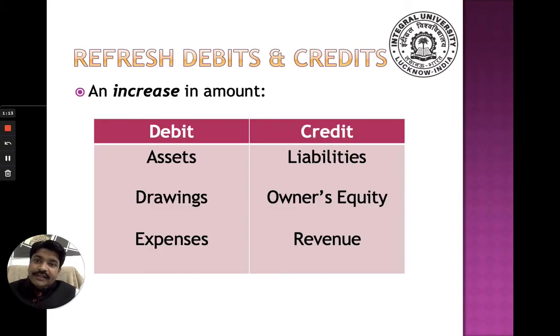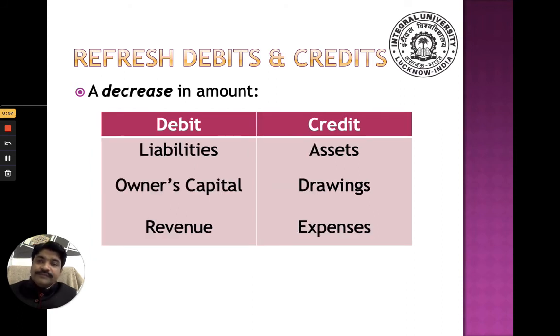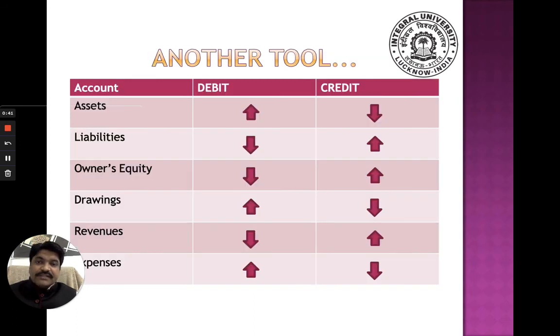Refreshing debit and credit, increase in the amount. If we post on the debit side, assets increase, drawings increase, and expenses increase. On the credit side, liabilities, owner's equity, and revenue increase. If things decrease, when posted on the debit side, liabilities, owner's capital, and revenue decrease. And if things are reduced on the credit side, assets, drawings, and expenses decrease.